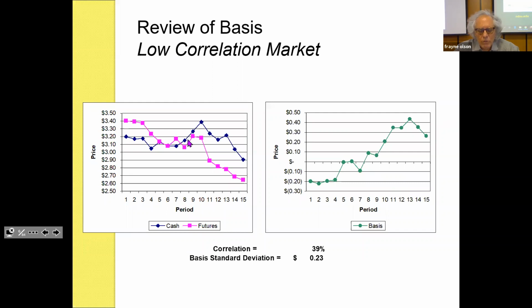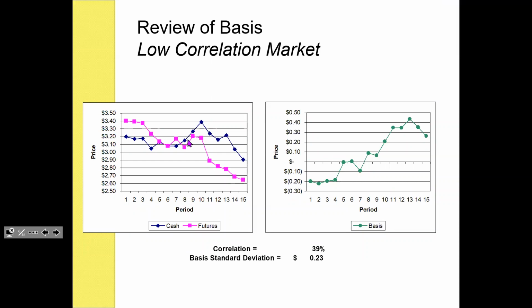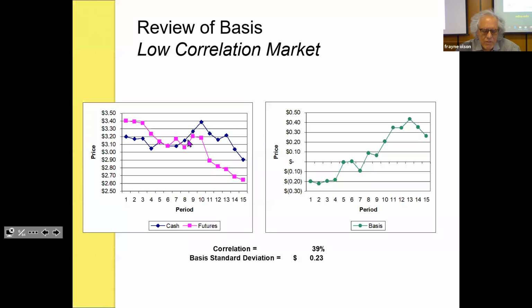Now here's an alternative case where on the left-hand side, you see cash and futures are not very highly correlated with each other, 0.39. That's a really poor correlation. And the standard deviation is 0.23. So it's about 5 times as great as the previous slide.